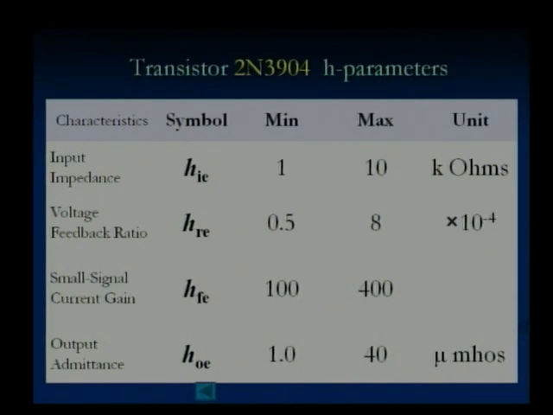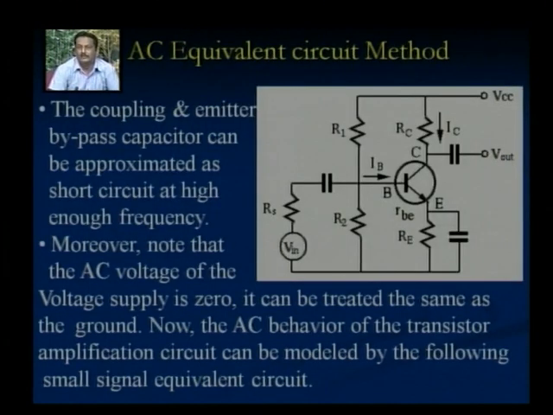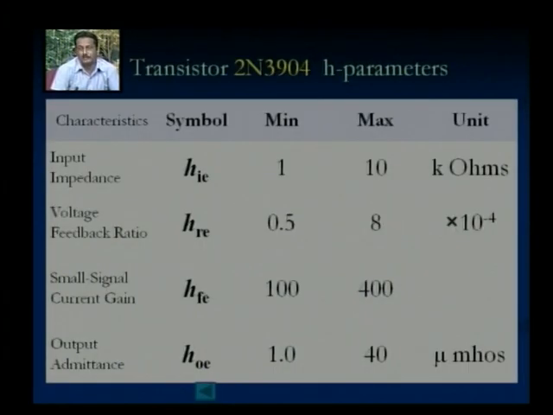The input impedance hie ranges from 1 to 10 kilo ohm, minimum to maximum. The voltage feedback ratio likewise is 0.5 to 8 times 10 to the power minus 4, and the small signal current gain is 100 to 400. As we mentioned earlier, normally it changes from 50 to 100, 200, 300 like that. So these are the normal values of the h parameters.